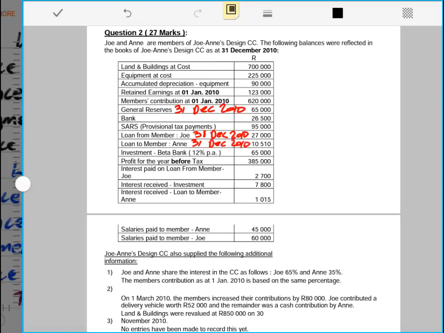Then we have investments, and we have profit before tax. Take into account that this profit is before tax, 385,000 rands. It means we still have to take into account the taxation expense for the year. Then we have interest that was paid on a loan from a member, Joe, 2,700, and we also have the interest on the investment, 7,800, and this interest on the investment is not a transaction between the members and the close corporation. Then we have the interest on a loan that was given to a member, 1,015 rands.